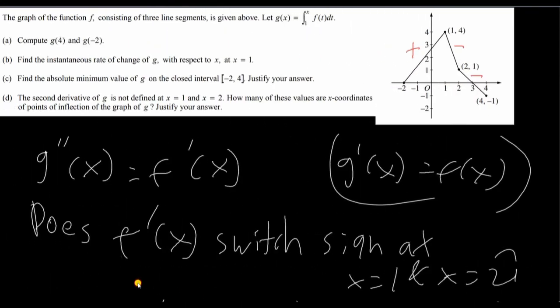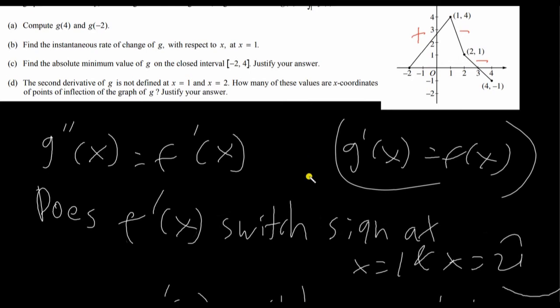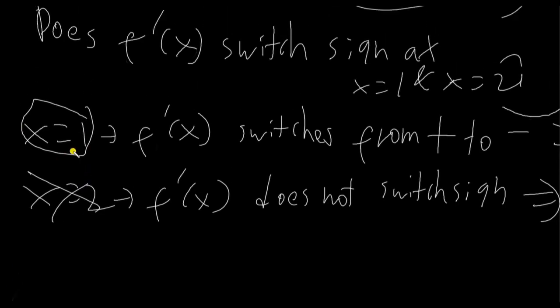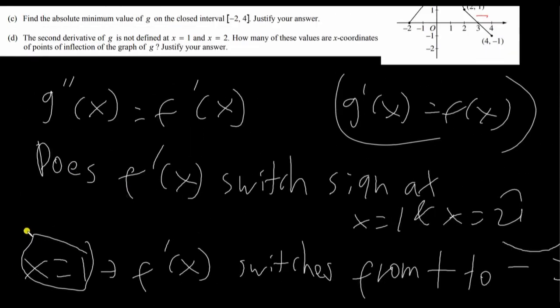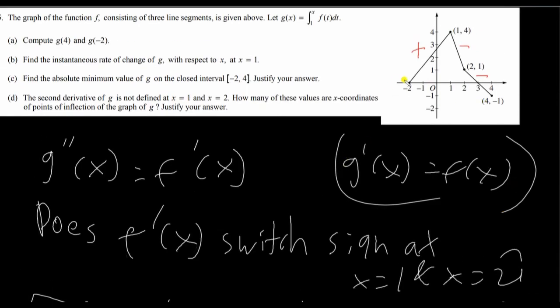Okay, so the question is, how many of these values are x coordinates of points of inflection? Well, we said that x equals 1, that's good. X equals 2 is no bueno. So the final answer is just x equals 1 is the inflection point. And if we want to justify our answer, we'd say that f prime of x switches sign at x equals 1, but f prime of x does not switch sign at x equals 2. So therefore x equals 1 is the only inflection point on the graph of g.